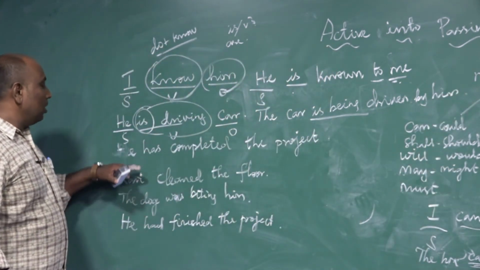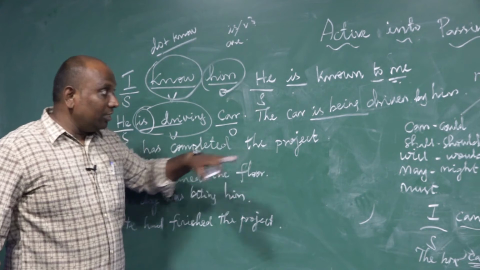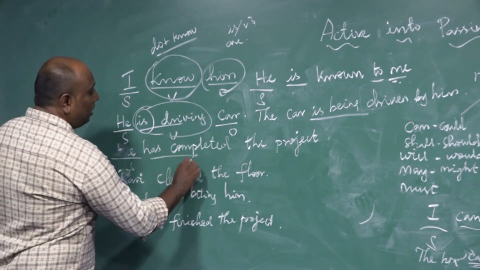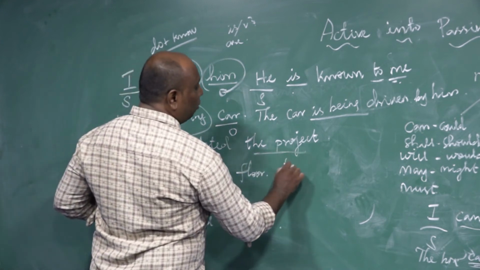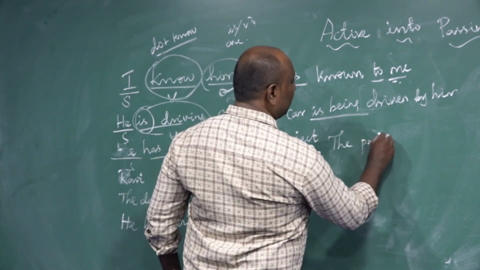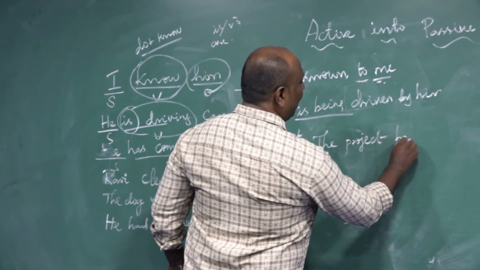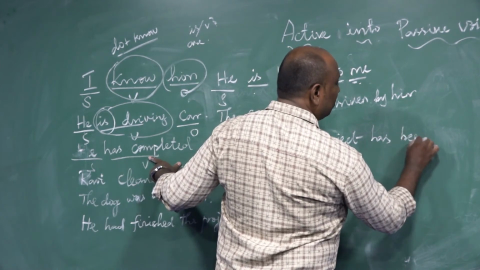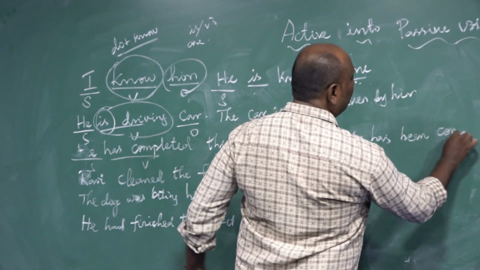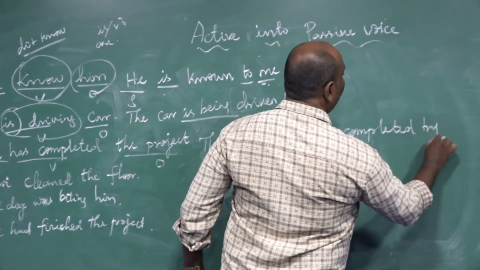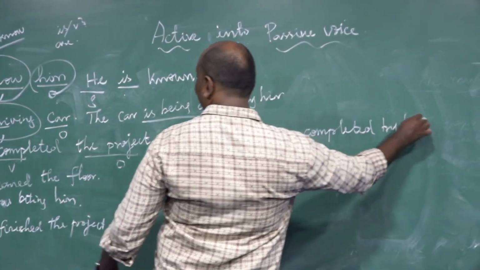Okay. So he has completed the project. He, the subject, has completed, the verb, and the project, the object. The project will come in the place of the subject: the project. As completed, present perfect tense is used as been completed. So by we have to add, and he will change to him.